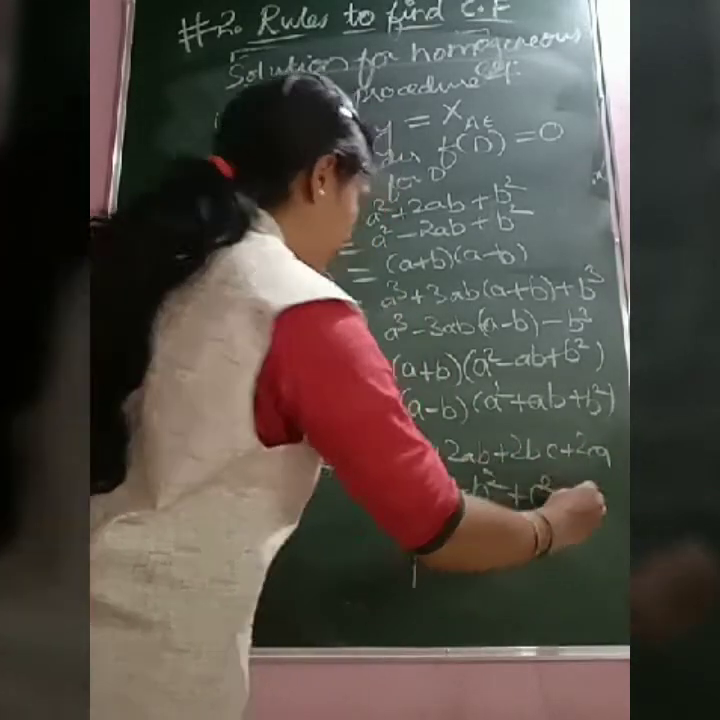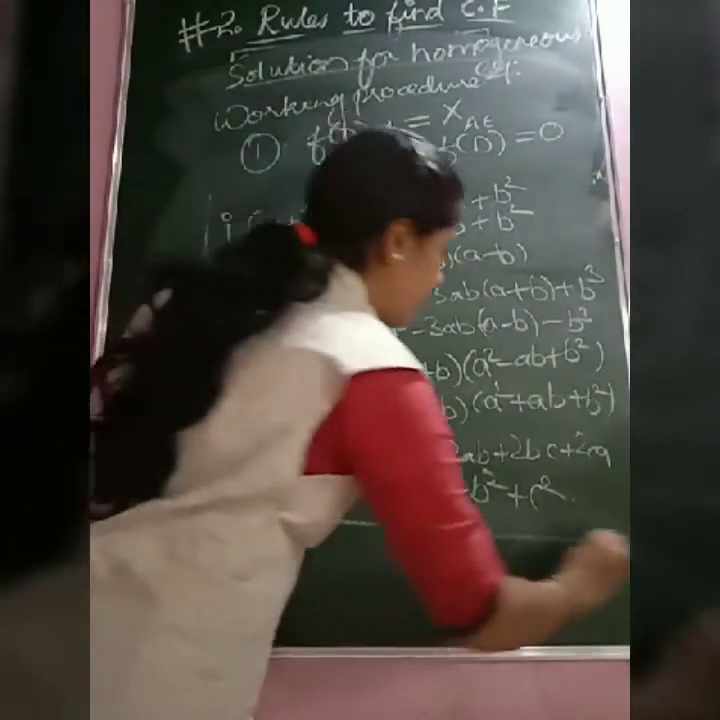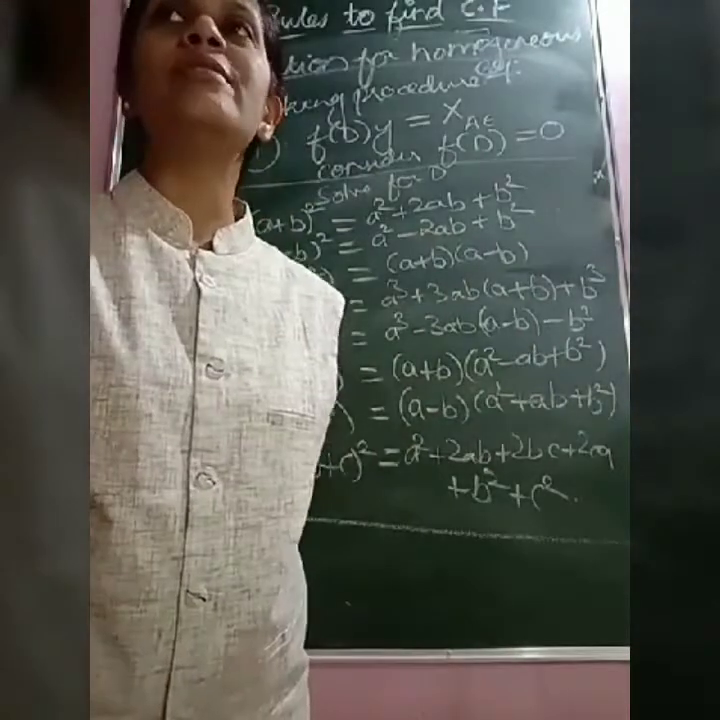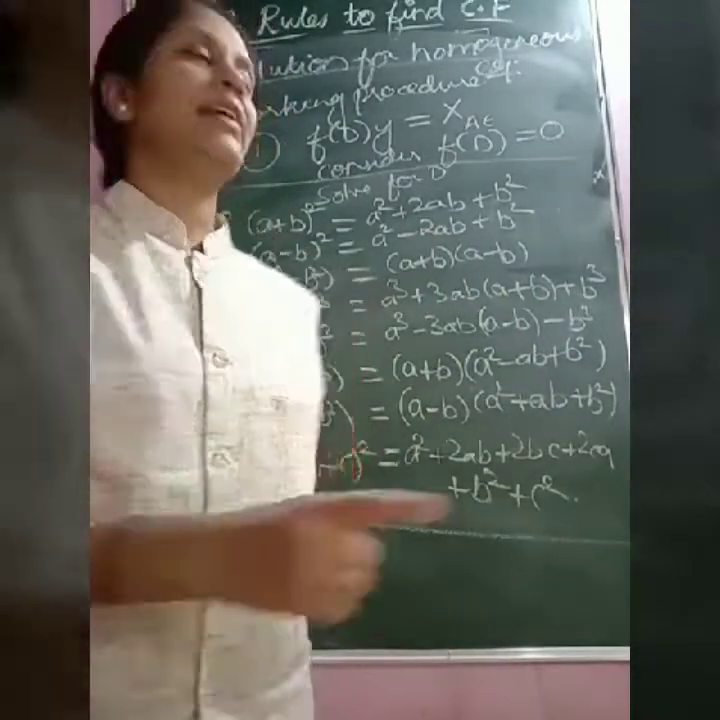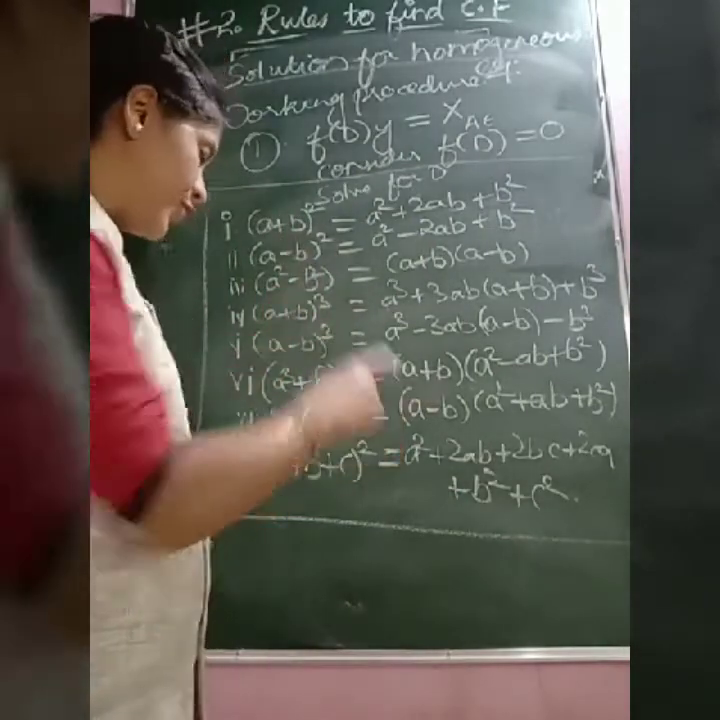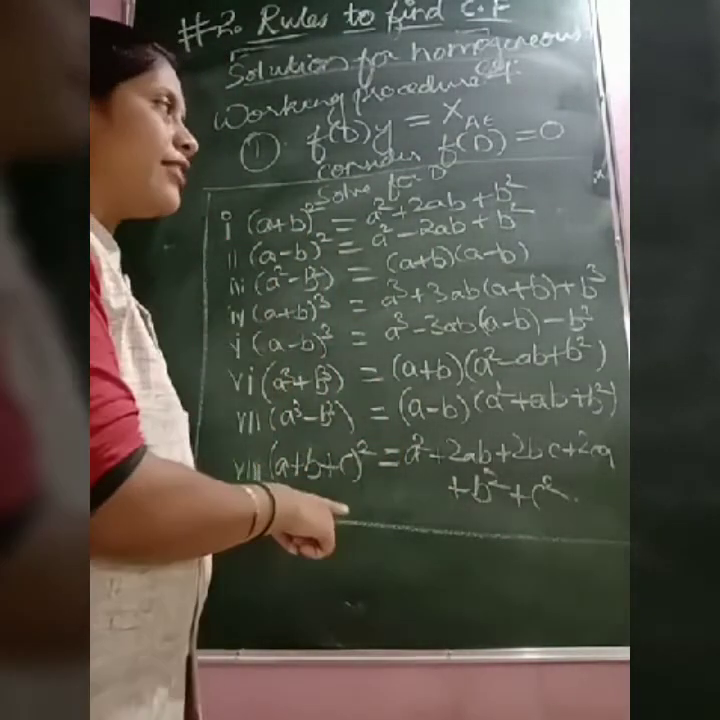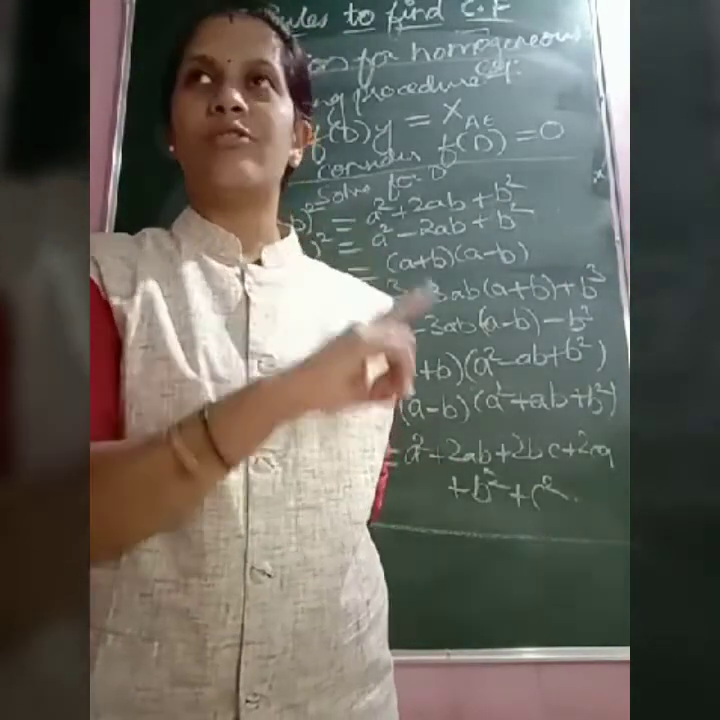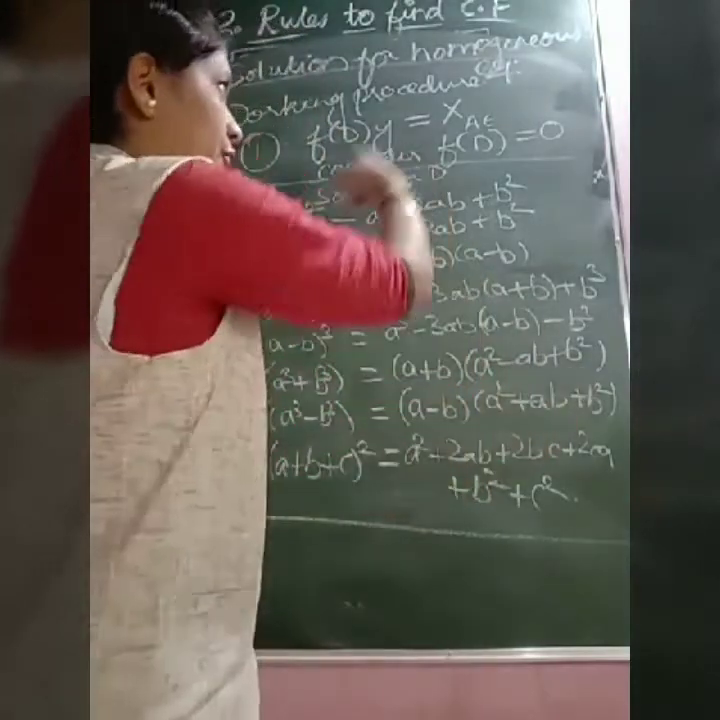So based on the given problem, we have to see whether we can express it in any of the standard forms, that is algebraic identity forms. We must remember all these 8 forms and see whether it can be expressed in any of them, right? Because we have to solve for D.